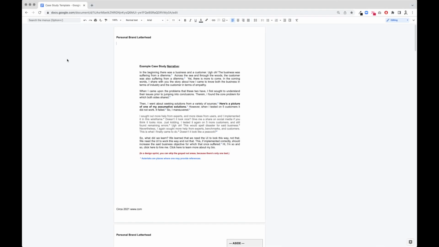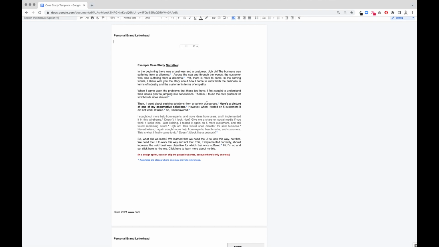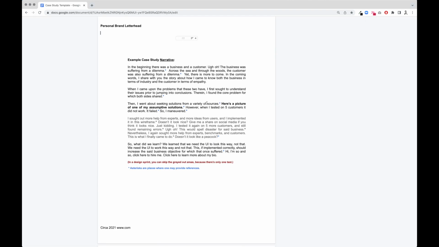I've been working on this UX case study template, and I gave my mentees a narrative here, and it says, in the beginning there was the business and a customer. The business was suffering from this dilemma. Across the sea and through the woods, the customer was also suffering from this dilemma. Yet there's more to come. In the coming words, I share with you the story and about how I came to know both the business in terms of industry and the customer in terms of empathy.